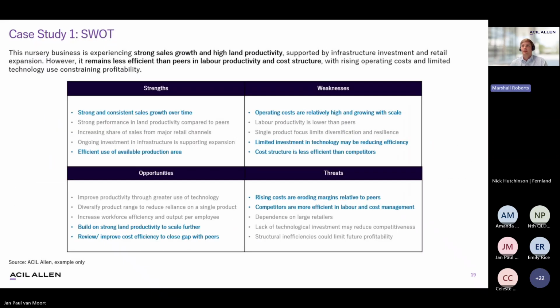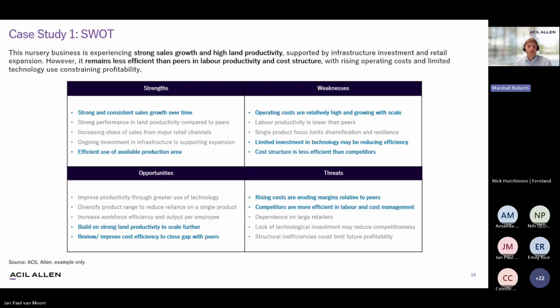Finally, we can see, taking all the data and findings from this business, we've conducted a SWOT analysis, which is maybe something that you might consider. Essentially, this business is experiencing strong growth, consistent growth, high land productivity, supported by investment and retail growth. However, we see it being less efficient than its peers in terms of labour productivity and cost structure, essentially with rising operating costs, especially in the last 2 years.